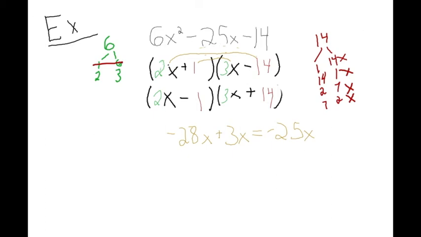So that means our correct answer is going to be this combination right here. The final factored form is going to be 2x plus 1 times 3x minus 14.